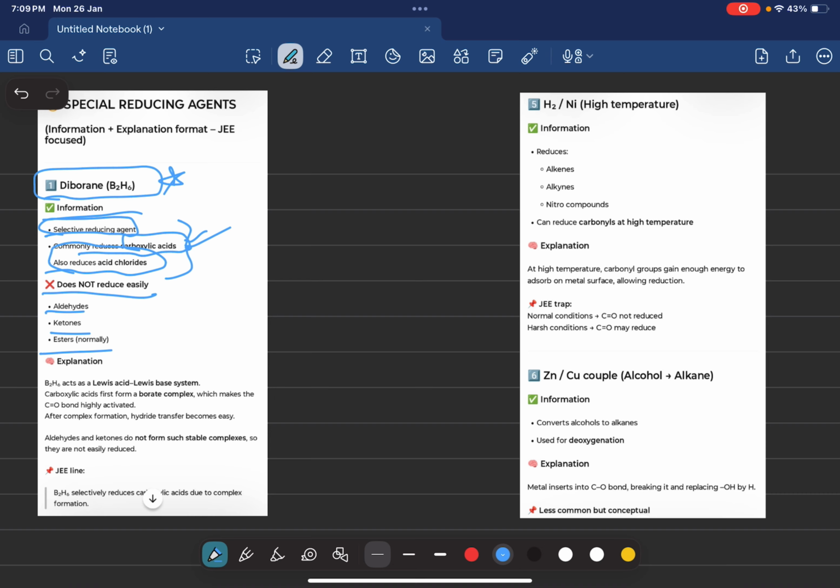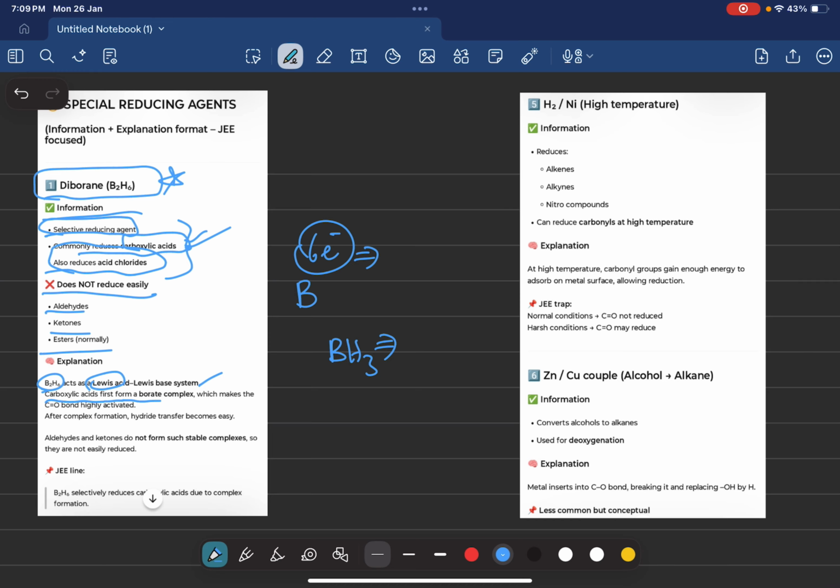The reason behind that is B2H6 generally acts as a Lewis acid due to 6 electrons in its outermost shell, or due to the banana bond, all those things. Diborane you have studied, right? So generally BH3 or B2H6 both have an electron deficient nature. Both need electrons, like electron deficient Lewis acids. So B2H6 acts as a Lewis acid system.